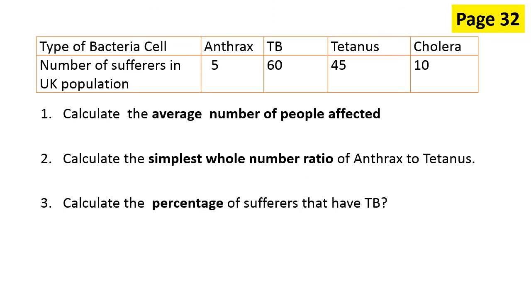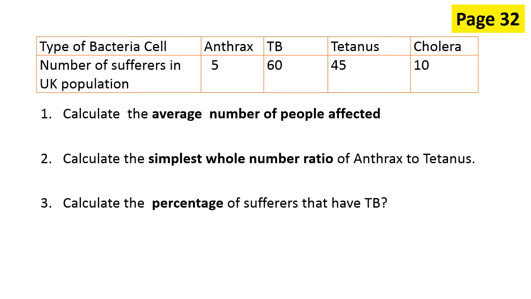Okay, I'm sure you got on very well with questions on pages 30 and 31, making sure that you were concentrating on the numbers and the time that had passed. So I'm going to look just now at page 32. The first question is asking us to calculate the average number of people that have been affected. Question 2 is the simplest whole number ratio of anthrax to tetanus. We'll talk about what simplest whole number ratios are. And the third question is calculating the percentage of sufferers that have TB.